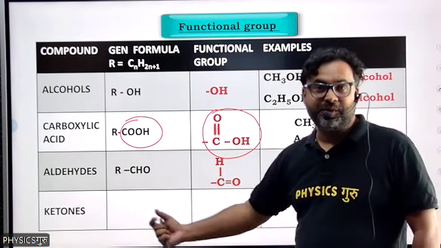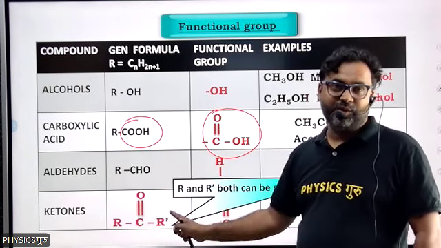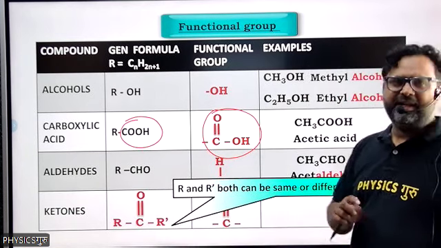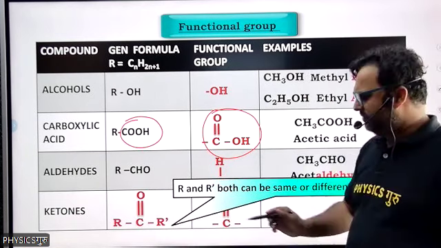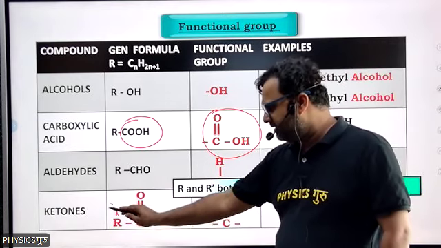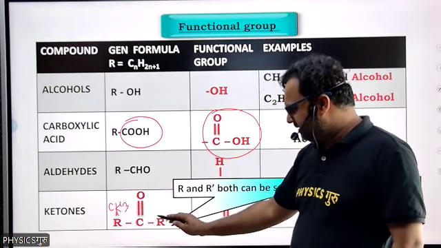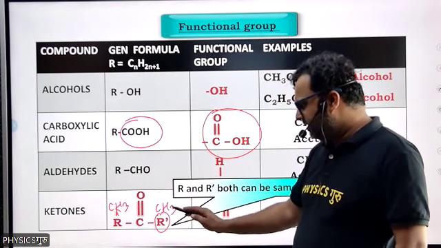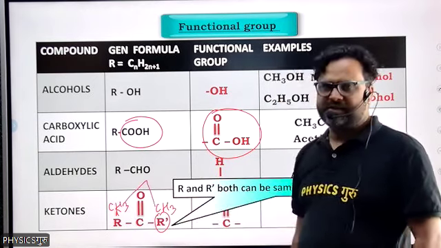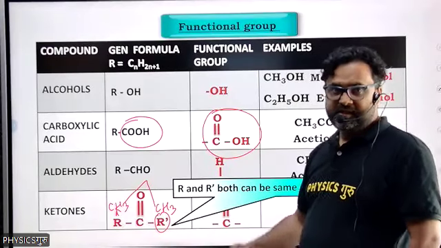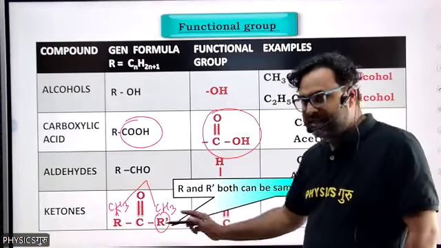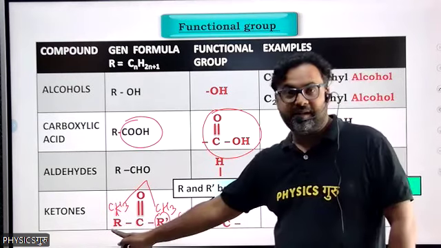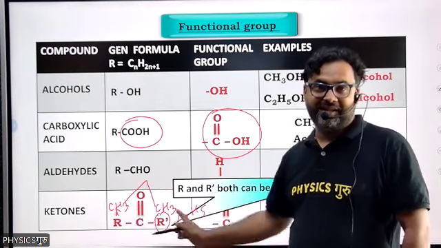Next we have the ketone group, that is RCOR'. That is called the ketone group. Now there are two types of ketones. If this R is CH3 and this R' is also equal to R, that is CH3 methyl group, these are called symmetric ketones. Suppose I take this as C2H5 and this as CH3, these are unsymmetric ketones.